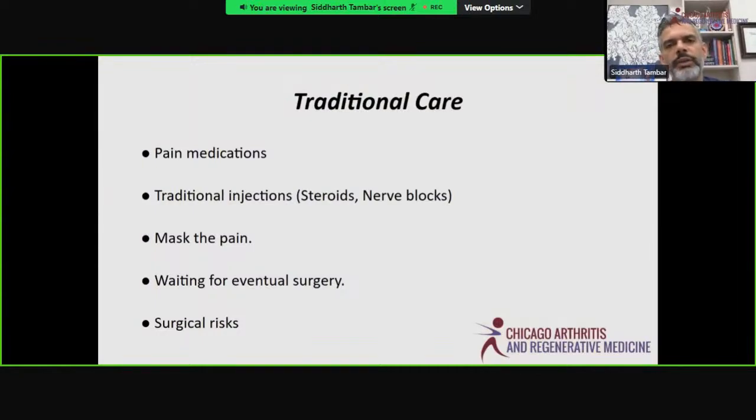So traditional care, we know there's a lot of problems with that. Pain medications have issues, and traditional injections like steroids and nerve blocks can help with pain, but are not really great. They have a lot of side effects. Most of these options will mask the pain, and now we're just waiting for eventual surgery. And surgery has its own risks. So there's a huge gap in terms of care, in terms of how we can address people who don't need surgery, and instead of just waiting to progress, things that we can do to help them out.